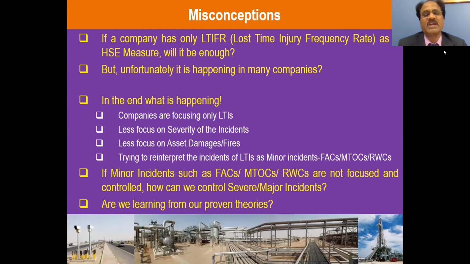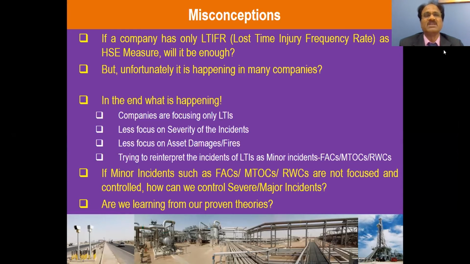What is happening because of the celebration of a million LTI-free man hours? Some of the company management are under pressure. Whenever there is an LTI, they try to convert that LTI into a minor incident, either as a first aid case, a medical treatment only case, or a restricted work case. This is how the people in the company come under big pressure. They want to achieve those many million man hours. So in the end, by celebrating million man hours, the company's performance is not going to improve.